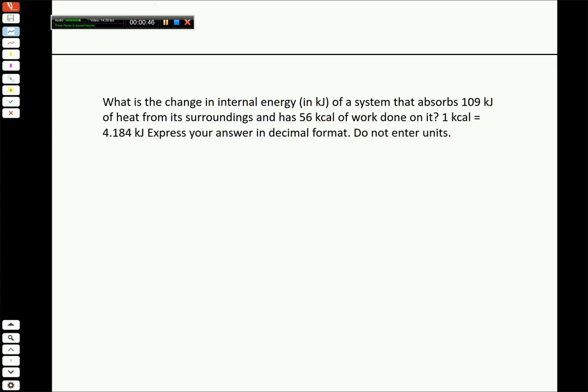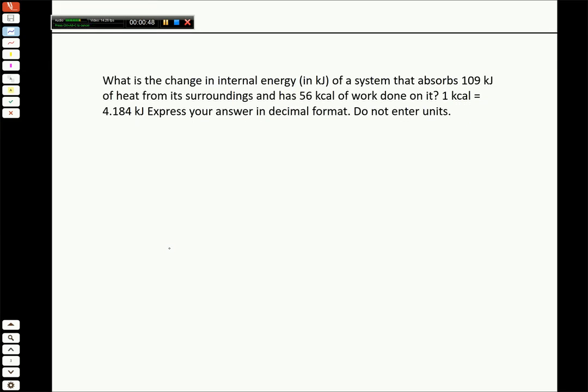The first one here is dealing with change in internal energy. And when we think about changes in internal energy, we have just one equation that deals with it, which is delta E is equal to Q plus W. And this is exactly what we're going to use here, because we have a system that's absorbing 109 kilojoules of heat from its surroundings and has 56 kcals of work done on it. And here we're giving you the conversion factor. 1 kcal is 4.184 kilojoules. We want to know what the change in internal energy is for that much heat and that much work.